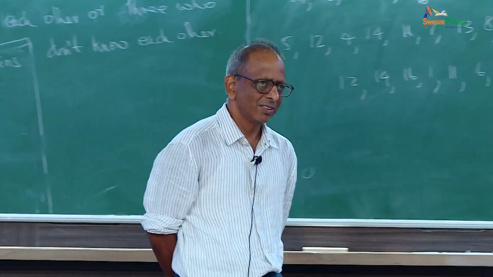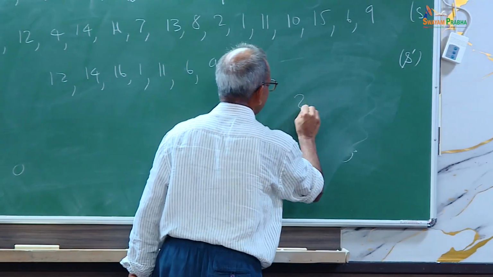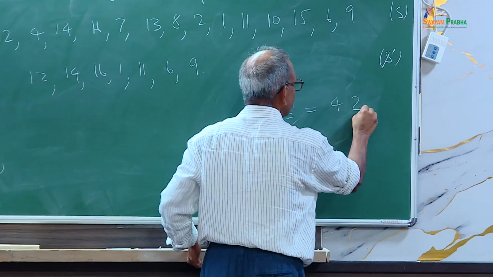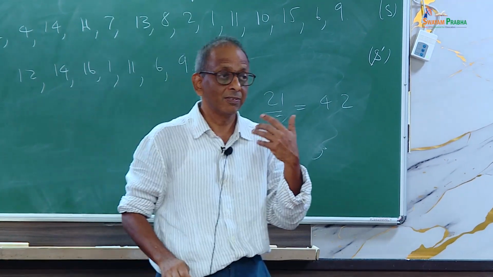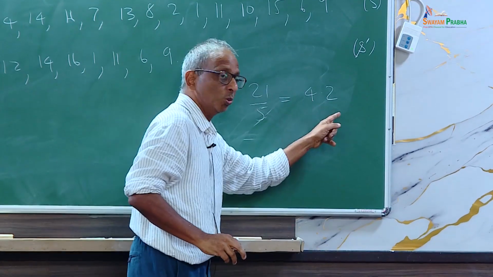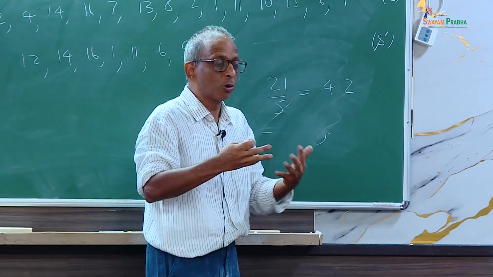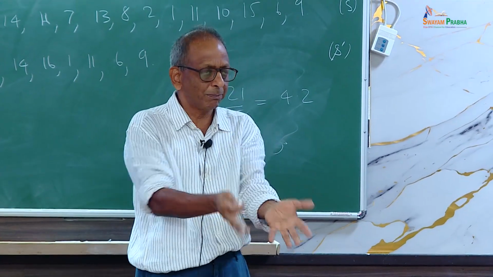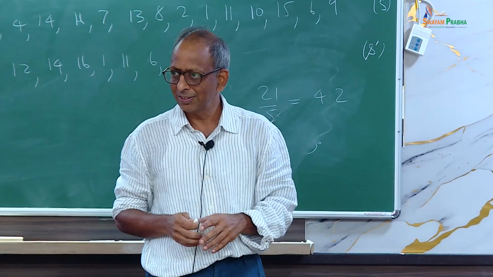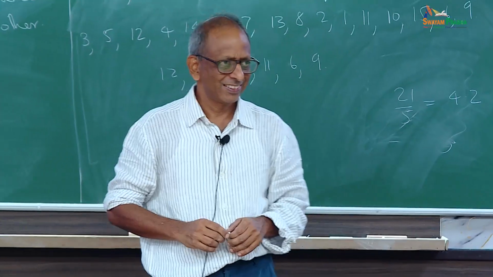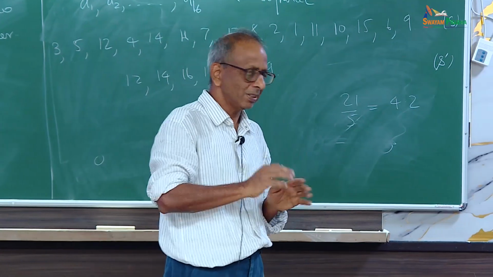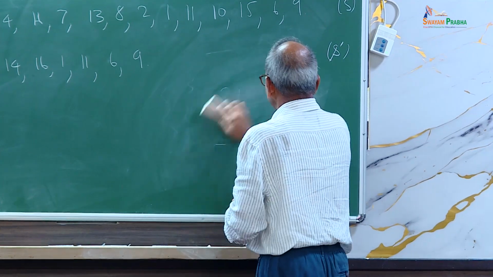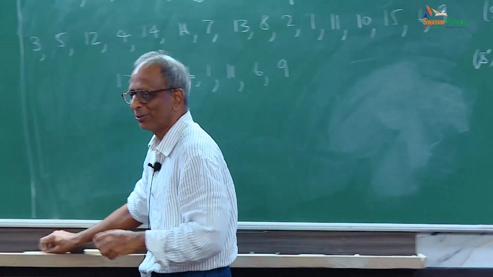21 balls and 5 bins. That gives 4.2. So there must be a bin with at least 4.2. Because it's an integer, the number of balls in a bin has to be at least 5. Okay, so let me just finish this question and then we will stop. Yeah, very good.